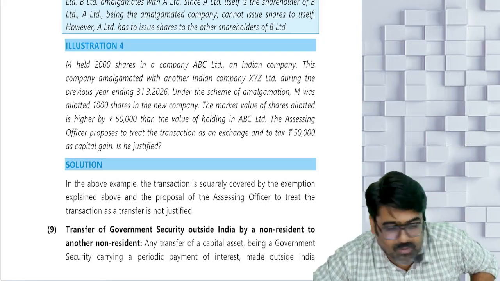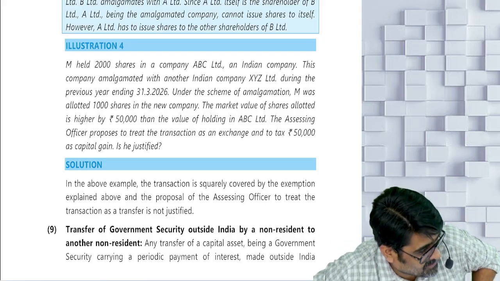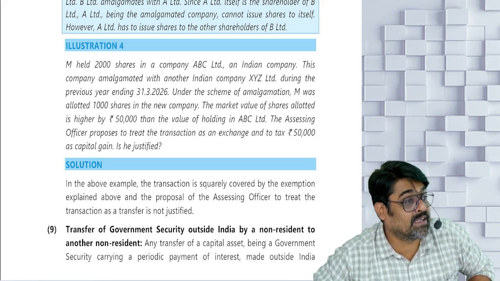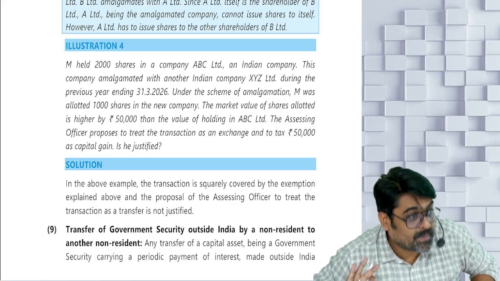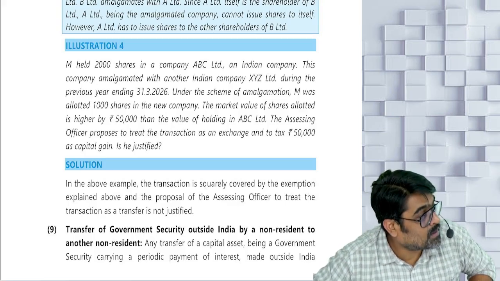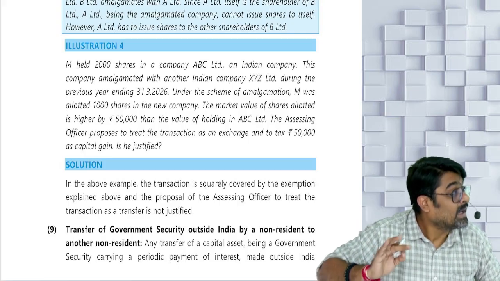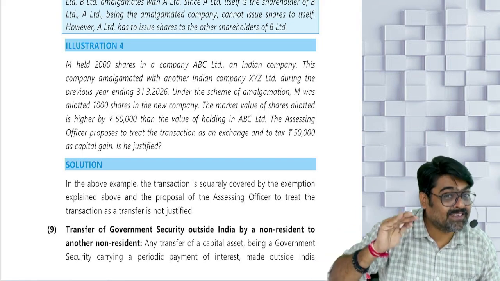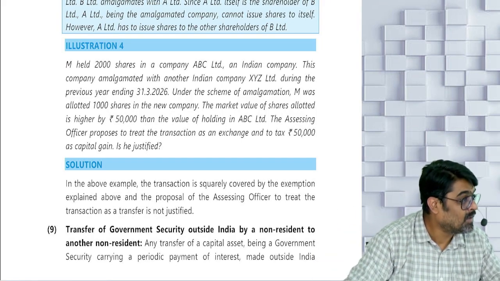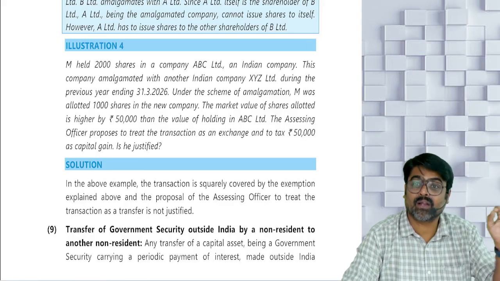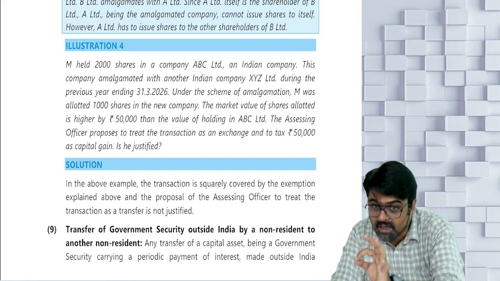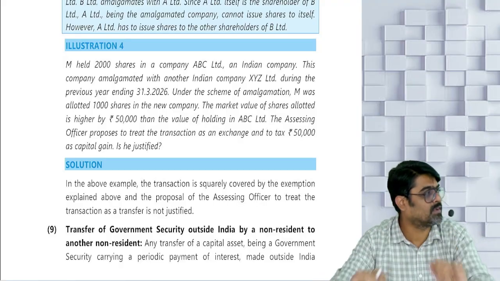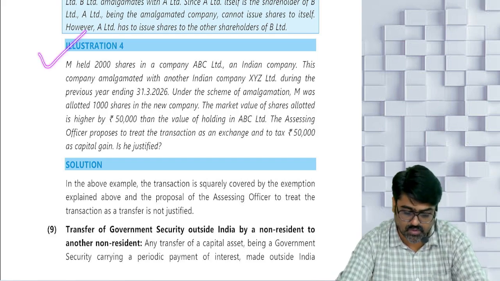Will you be able to write down this answer? No, the assessing officer is not justified in charging that gain under the head capital gain, because the transfer which is treated as an exchange by the assessing officer is an exempt transfer under section 47. Hence the gain cannot be charged in the hands of Mr. M. Simple 2 to 3 lines, you will get full marks. Understanding? This illustration number 4 is done.